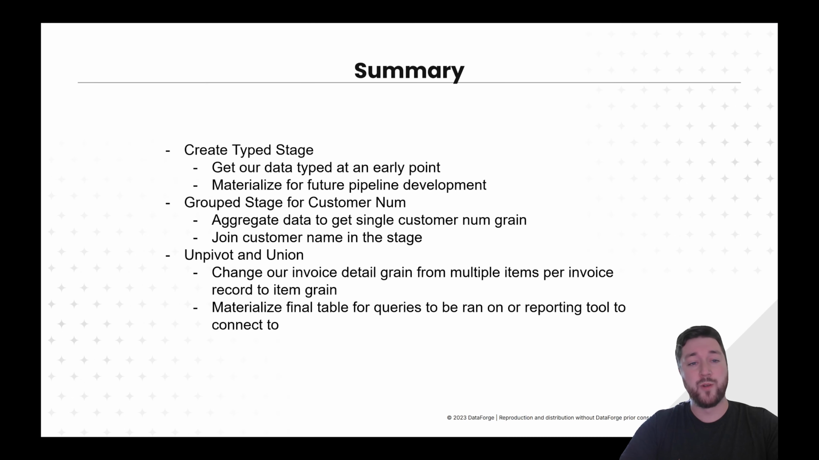And yeah. So in summary, we've ended up making 3 big stage decisions. We've created a type stage to get our data typed at an early point and materialize it for future pipeline development. We've made that group stage for customer num. We've aggregated the data to get it in that single customer num grain. And we decided to join customer name in the stage and materialize it instead of having to do the join to customer name after we bring the customer num into invoice detail. And we did our unpivot and union to change our invoice detail grain from multiple items per invoice record to our item grain. And we materialized that final table in Snowflake so we could run queries on it, or we could hook it up to a reporting tool.